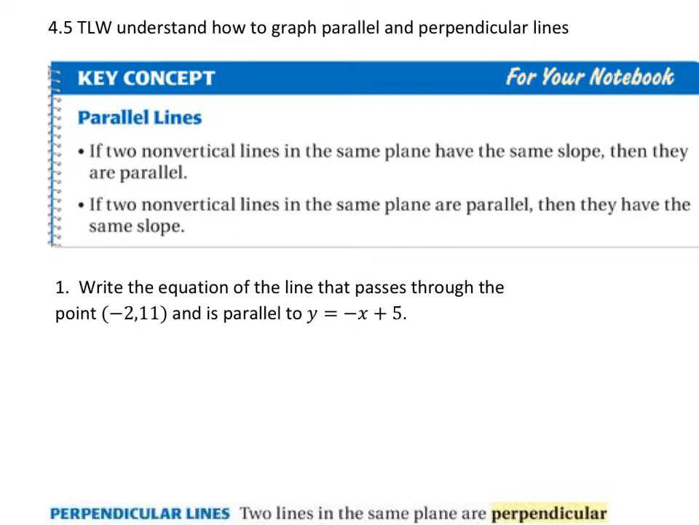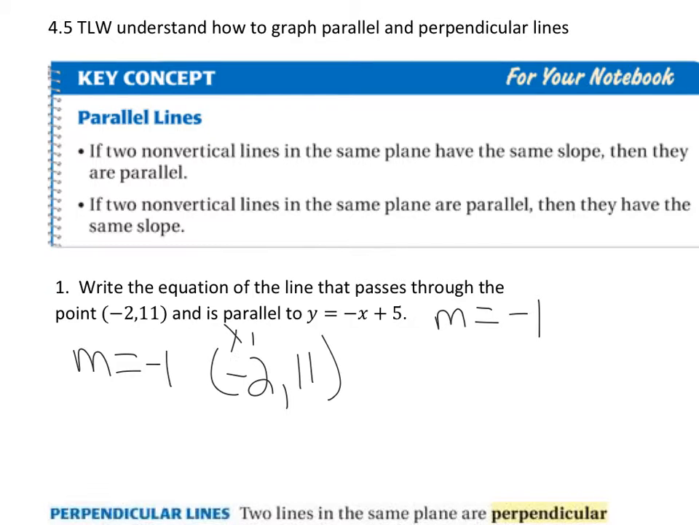So it says, write the equation of a line that passes through the point (-2, 11) and is parallel to y equals -x plus 5. So the first thing I've got to do is identify the slope of the given equation. The slope is -1. So I know the slope for my new equation is -1, and I'm given the point (-2, 11). Okay? So that means I'm going to use point-slope form again.